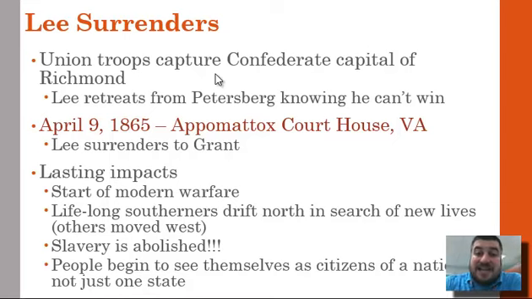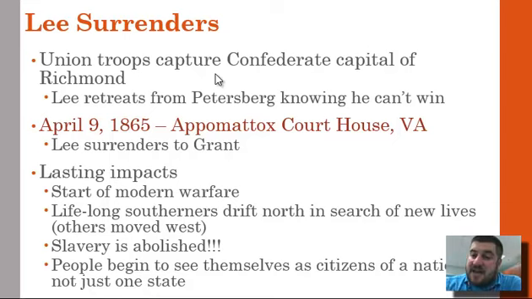And then finally, Lee surrenders, and the Union troops capture the Confederate capital of Richmond. This is pretty much Lee's last resort. He retreats, and on April 9th, 1865, at Appomattox Courthouse, Virginia, Lee surrenders to Grant.